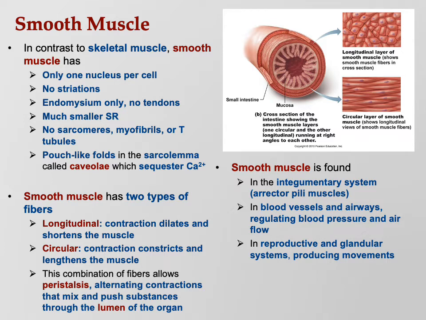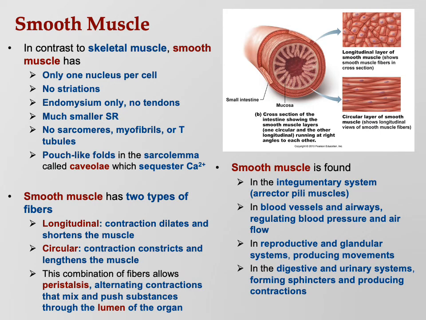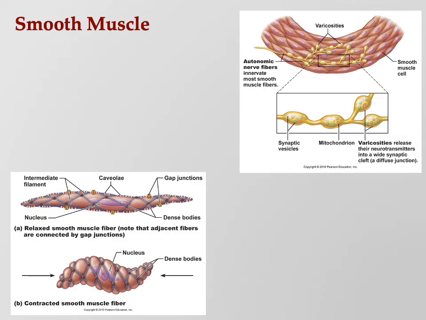That's one of the main ways your body controls blood pressure. And in the reproductive and glandular system, producing movements, so secreting fluids, enzymes, and hormones. All right, so muscles do the contraction to do the secretion, and in the digestive and urinary system, forming sphincters and producing contractions. Okay, so smooth muscle, very important. We're going to talk about it mostly in Bio 202.